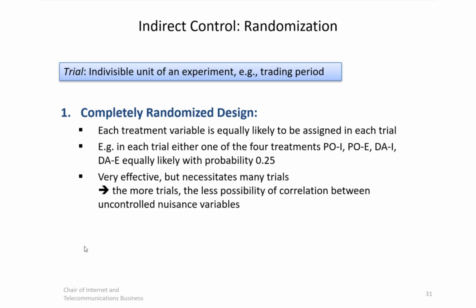Let's start with the first one, completely randomized design, which is basically saying that each of the four treatments is equally likely to be assigned in each trial. For example, in each trial, any one of the four treatments can occur with probability 0.25. This is very effective, but it necessitates many trials to ensure predictable power. The more trials, the less possibility of correlation between the uncontrolled nuisance variables, and that's the reason we need more trials.